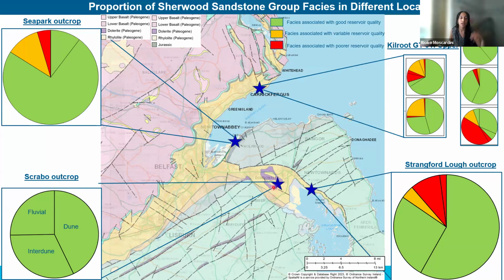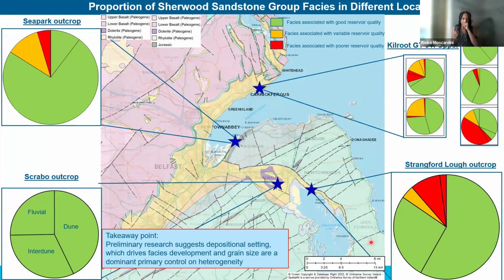So Scrabo is up on a hill, about 80 meters elevation or so, compared to Strangford Lock. So once we do our correlation, we might be thinking, okay, was the aeolian sediment ever here and then it's been eroded away? We don't know. But just looking at what we have now, the research so far is suggesting that the depositional setting, the fluvial and the aeolian, drives the facies development and the grain size, and is our dominant primary control on heterogeneity.